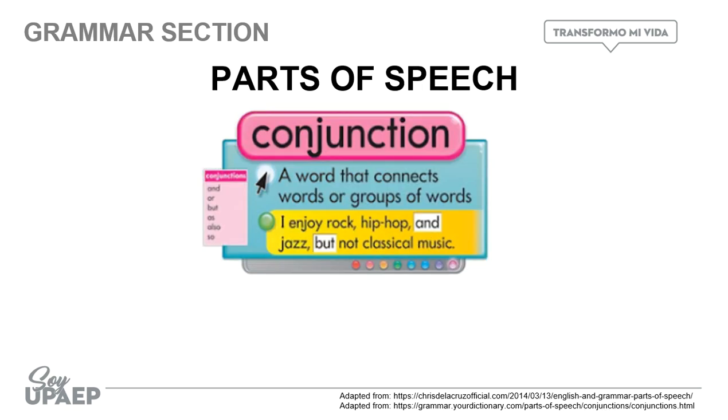A conjunction is a word that connects groups of words or words, right? For example, I enjoy rock, hip-hop, and jazz, but not classical music, right? If you notice, there you have two conjunctions. And and but. And each of them has a different use. For example, with and, you are adding information, but you are contrasting information.